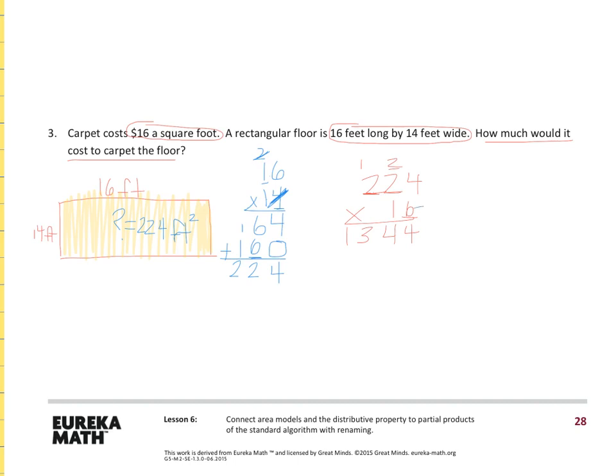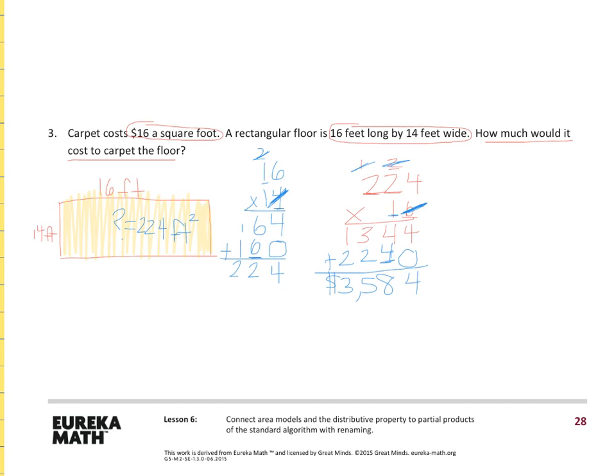Once again, I'm crossing off the ones in the 16. I'm crossing off my numbers up on top so I don't get confused. I'm putting a 0 placeholder because I need to start my second partial product in the tens column. And now I'm going to do 1 times 4, and that's 4. 1 times 2 is 2, and then 1 times the other 2 is 2. And I have my second partial product. Add those together, and I have 4, 8, 5, 3. So this is $3,584 to carpet the floor.